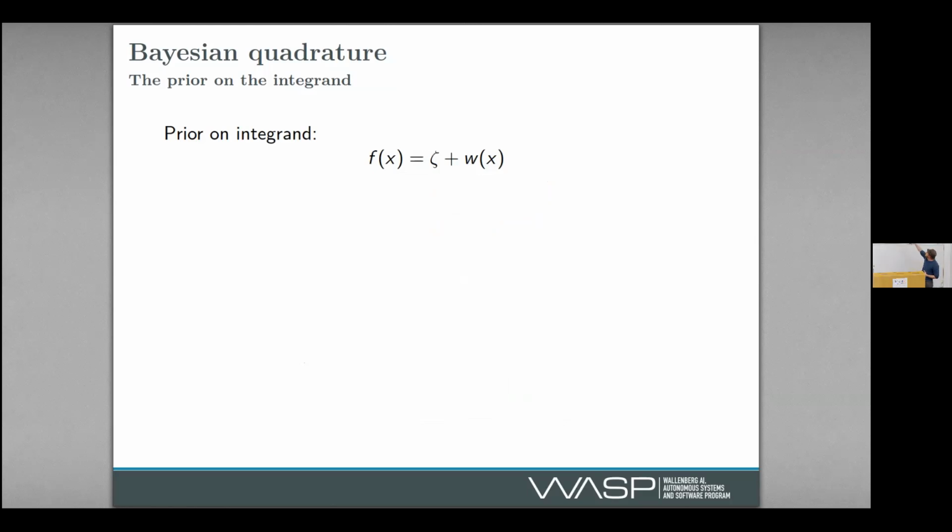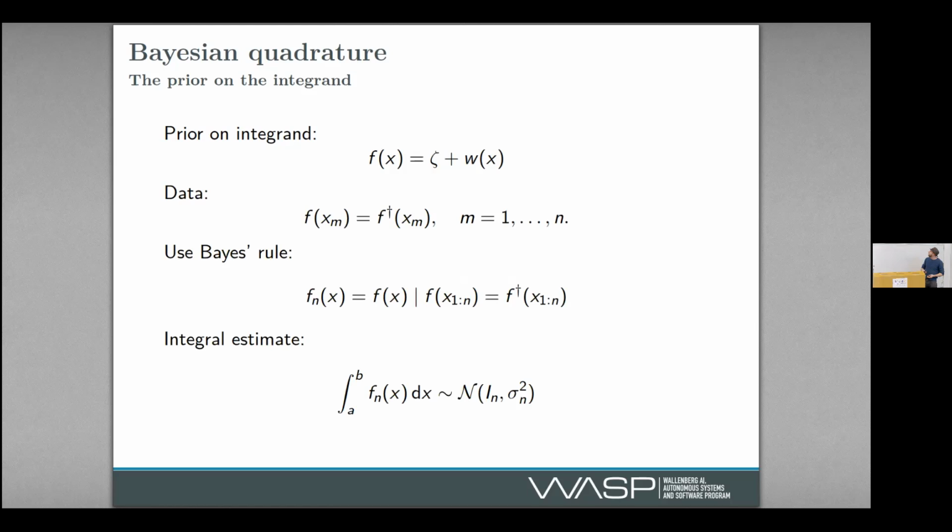Well, okay, so I'm going to put another prior on our integral now. I put some constant theta, which is a random variable, plus some Wiener process, maybe. And then of course our data set is just a bunch of point evaluations. So that's typically numerical analysis integration data.